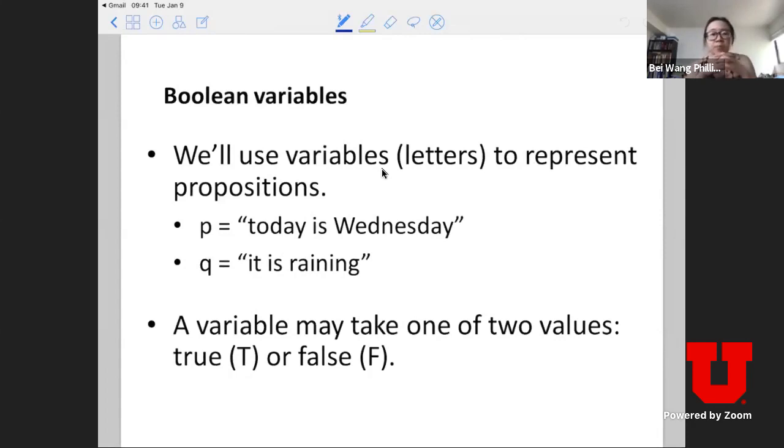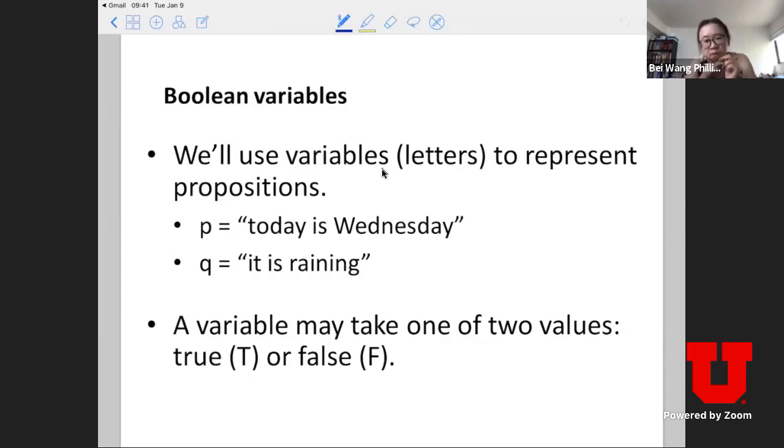Next one, Boolean variables. Oh, by the way, if this is going a little bit too fast for you in terms of video, feel free to pause it. And later on for the second part, you could pause my video and actually try to do some problems on your own before you resume the video. Okay, so all right, Boolean variables.